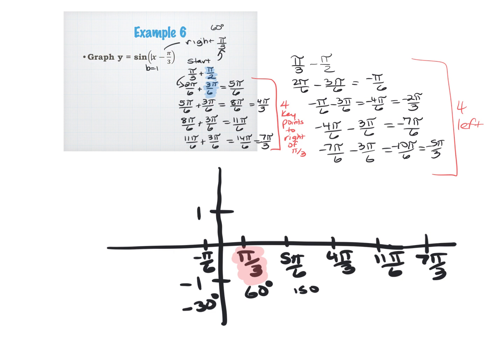So again, 4 key points to the left. All right, so let me make this about 90 degrees away from that. And this is negative 2 pi over 3, negative 7 pi over 6, and then negative 5 pi over 3. So now remember, sine normally starts at 0, 0, but we have now shifted it to the right. So now instead of starting at 0, 0, I'm going to be starting at pi over 3, comma 0. So this is going to be my starting point, not 0, 0.